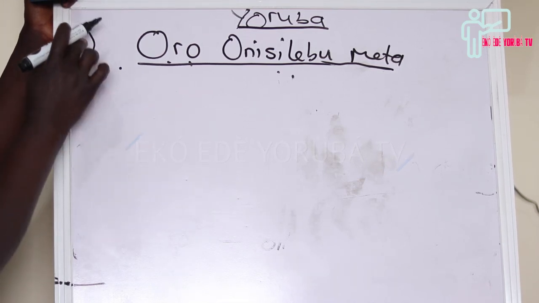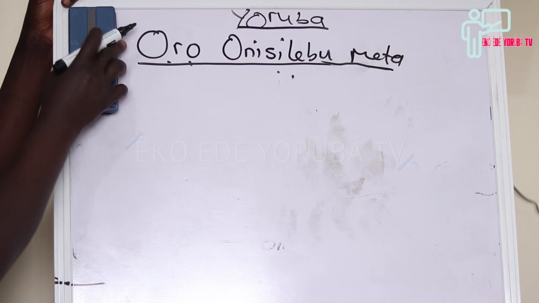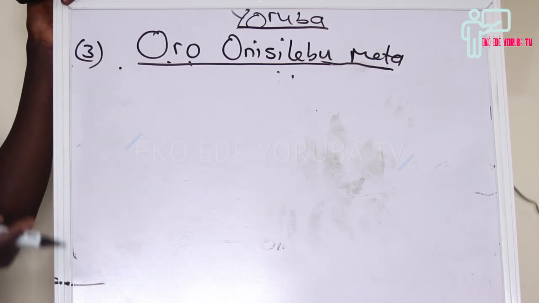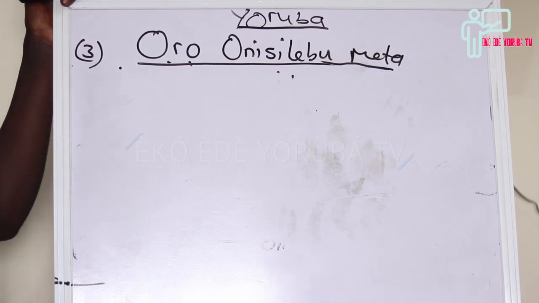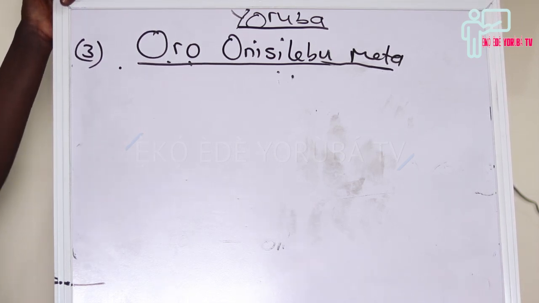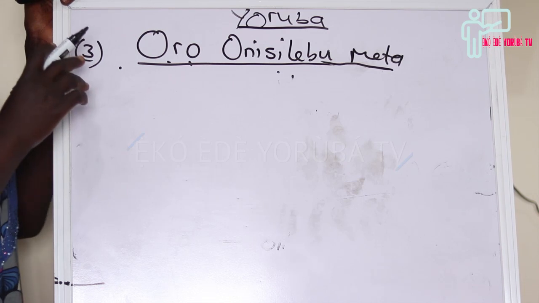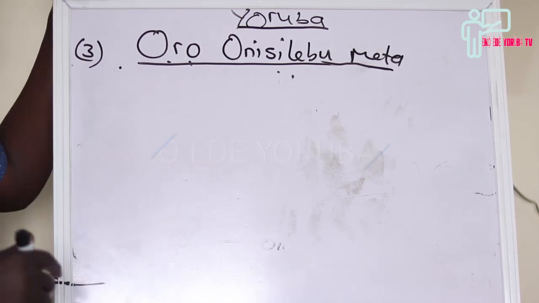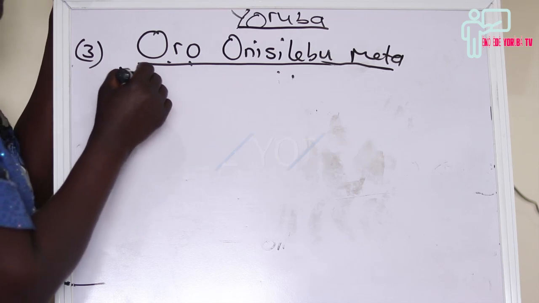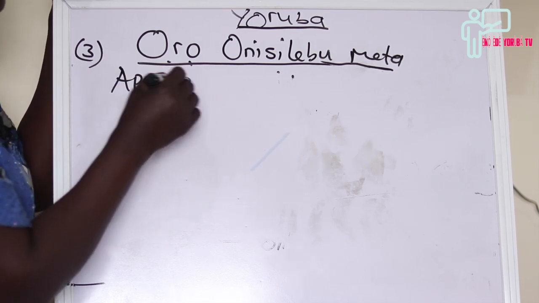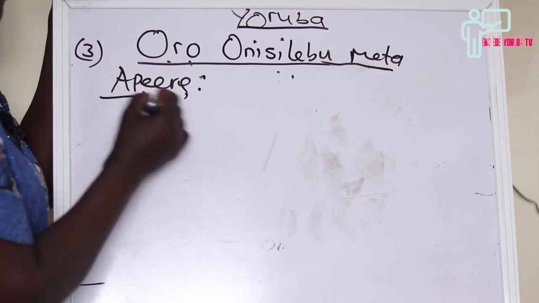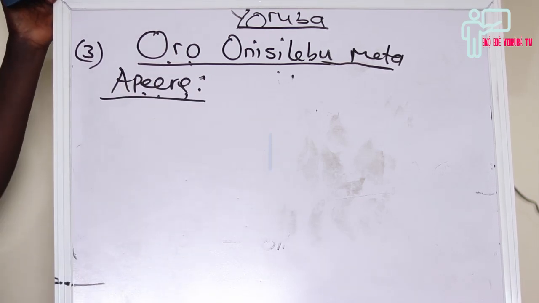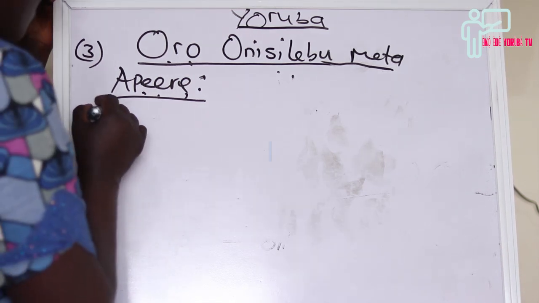Oro Onisilebu Meta, which is number 3. We've talked about Oro Onisilebu kan, number 1, Oro Onisilebu Meji, number 2, Oro Onisilebu Meta, number 3. For example now, àpẹẹrẹ. I've told you that àpẹẹrẹ means examples. Oro Onisilebu Meta, what are the examples?